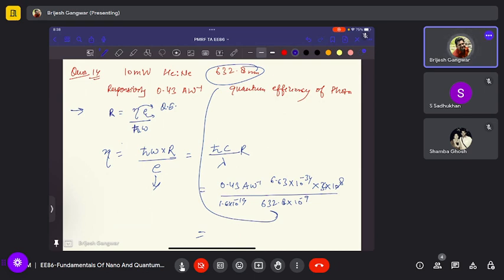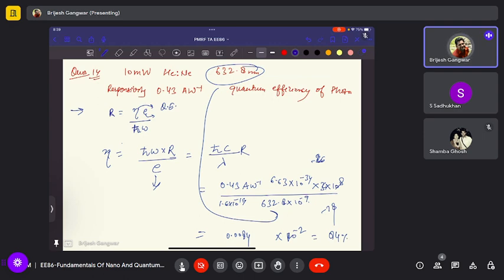Do you have a calculator? Yes, sir, I'm calculating. This is minus 34 and 8, this will be minus 26, and minus 19 and minus 9, it will be minus 28. So it will be 10 to the power minus 2. And 6.63, 0.43, all of it will give you, yeah, it is coming around 0.84, 0.084.